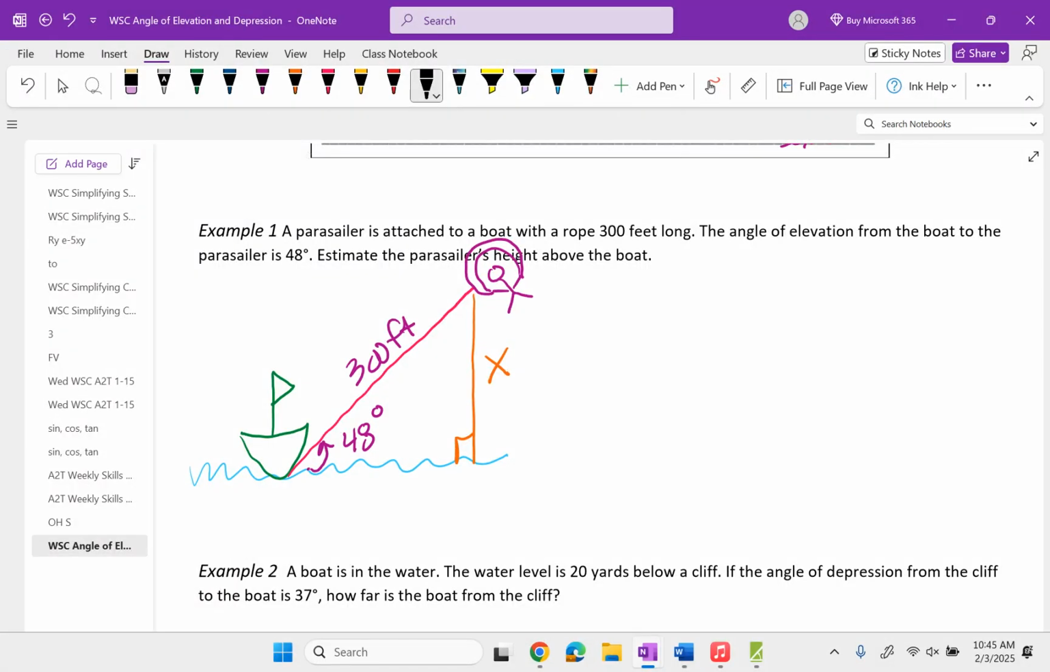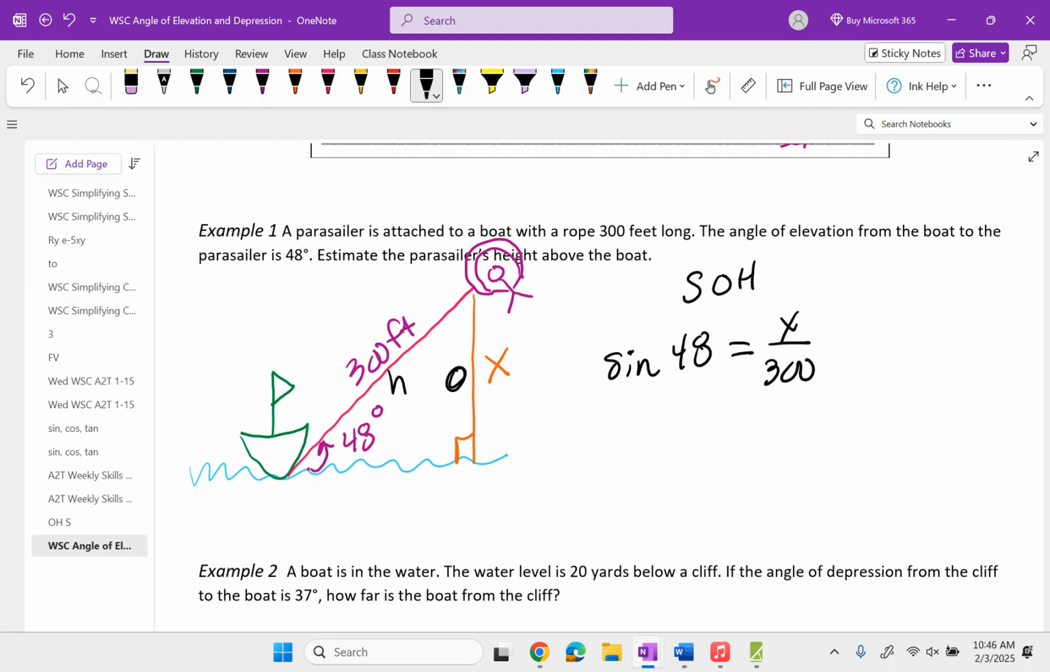Okay, in order to determine if I need to use sine, cosine, or tangent, I could use cosecant, secant, or cotangent if I really wanted to, but it doesn't matter. All right, so what is the x on what part of the triangle? Opposite, good. And then what part of the triangle is the 300 on? Hypotenuse. So if I have opposite and hypotenuse, which trig ratio do I have? Sine, good. So we're going to do sine of how many degrees? 48 equals opposite x over 300 hypotenuse.